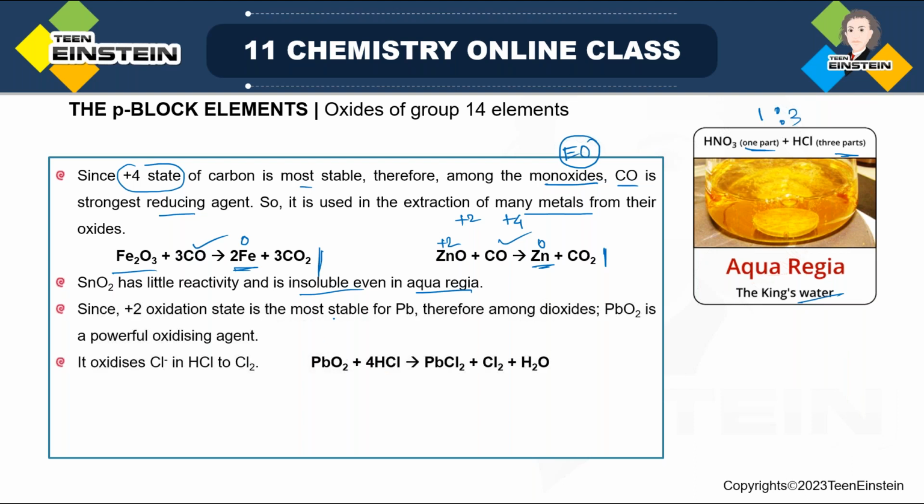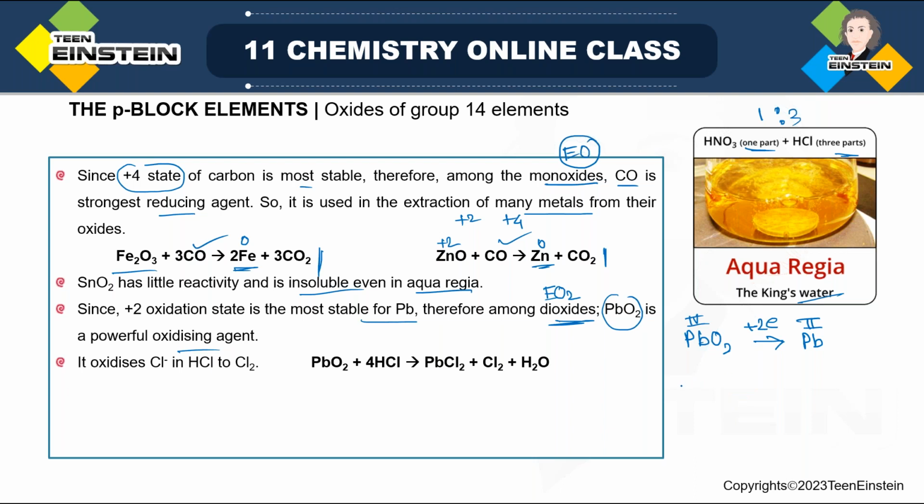Since the +2 oxidation state is more stable for lead, that we know, among all the EO2 dioxides, PbO2 will show maximum oxidizing property. Why? Because in PbO2 the oxidation state is +4, and it has a tendency to change from +4 to +2.